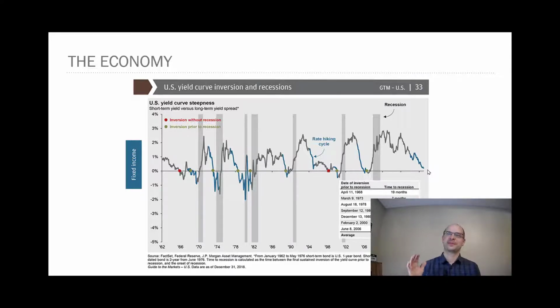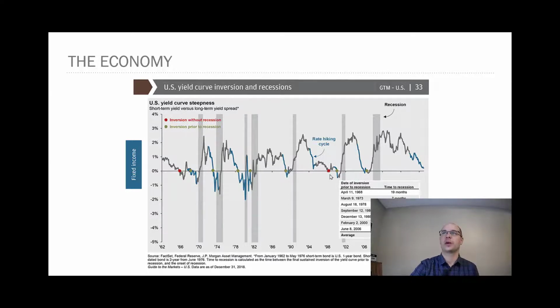But let me cut to the chase. Here's what I want to point out. All these gray shaded areas represent recessions, and you can see this goes all the way back to the 1960s, this chart at least. If you look at all these dots plotted out on this line, every time you see a dot, that represents this phenomenon, an inversion of the yield curve. And you can see there's an inversion every time we've had a recession in advance.